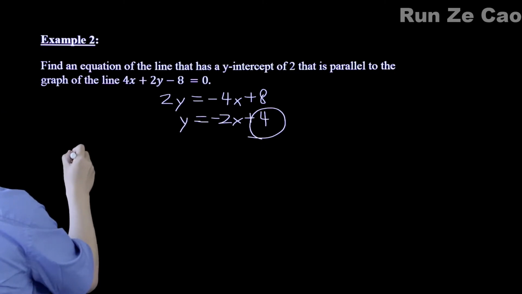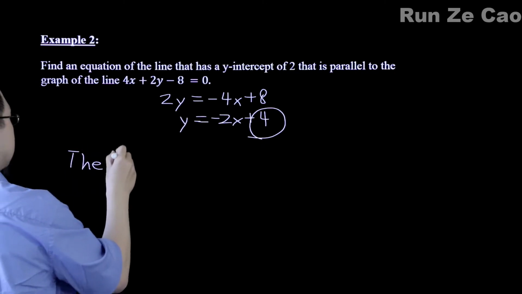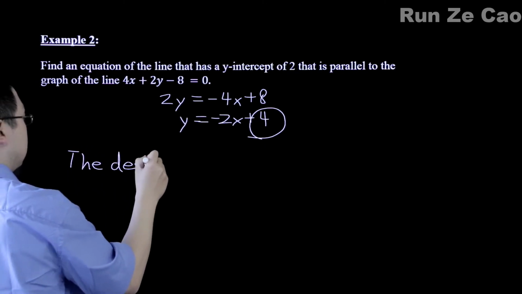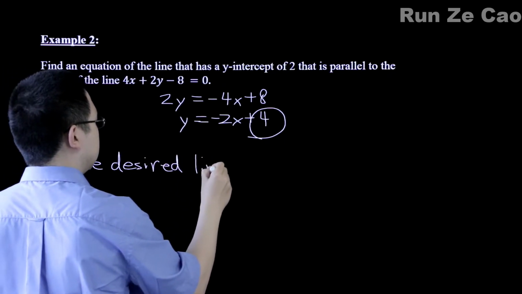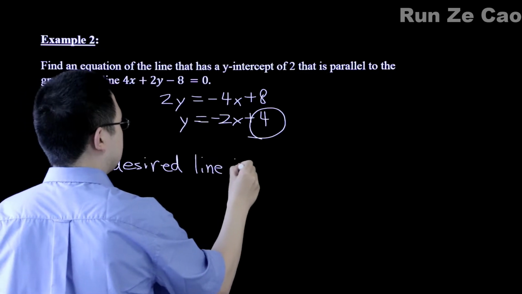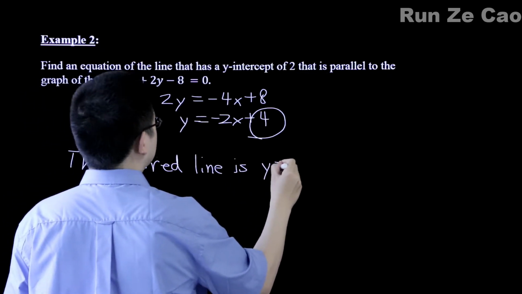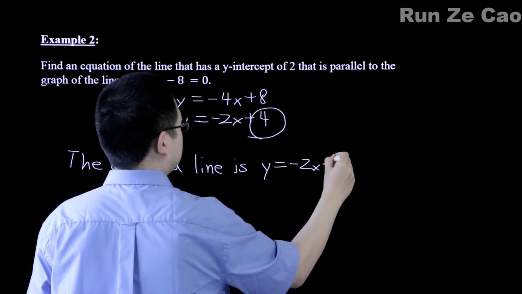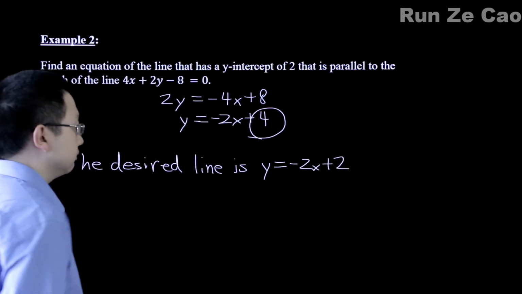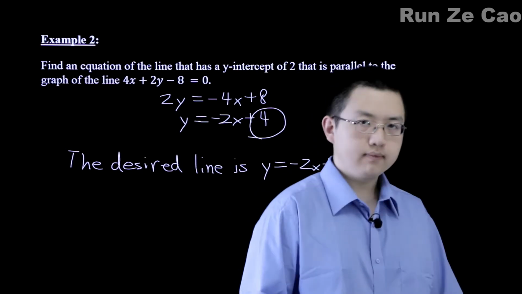So the desired line is y equals negative 2x plus 2. All right.